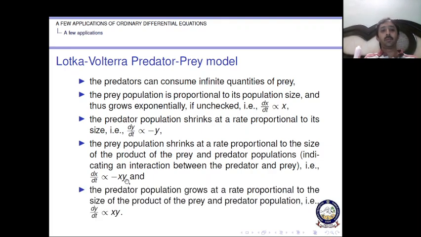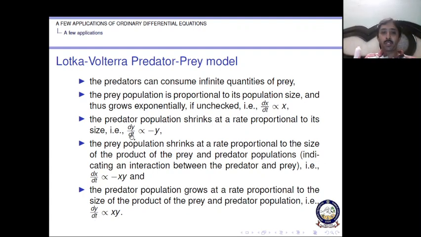Okay. Similarly, whenever such an interaction happens, whenever rabbits and foxes come together, foxes eat rabbits, and because foxes eat rabbits and they survive, it means that the predator population, that means the population of foxes, grows at a rate proportional to the size of the product of the prey and predator population. So dy by dt will be proportional to plus xy.